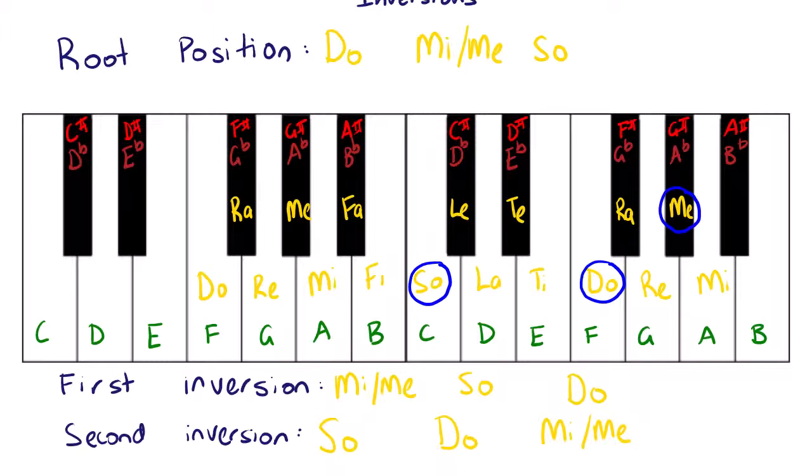Second inversion chords sound even less stable than first inversion chords, and definitely much more unstable than root position chords. Here's the same chord, but F major instead. So this one is F major second inversion. F is do, it's a major chord because it has mi, and it's in the second inversion because so is the lowest sounding note. Here's what it sounds like.